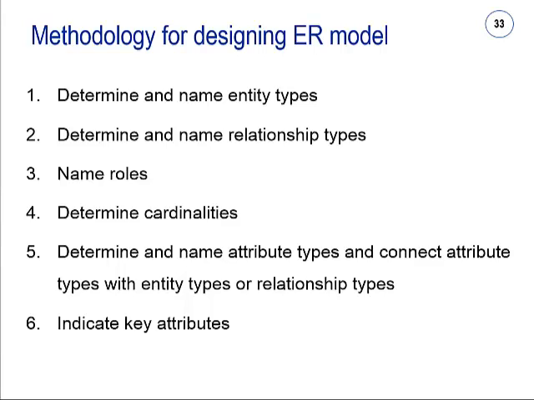You name the roles. Remember, every relationship type can be interpreted in two directions. You determine the cardinalities. Determine and name attribute types and connect attribute types with entity types or relationship types. And then finally, you indicate the key attributes. This finishes this first section on ER modeling.